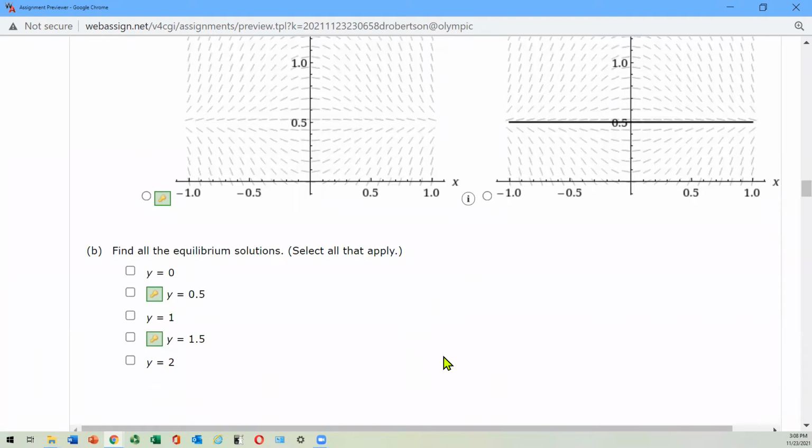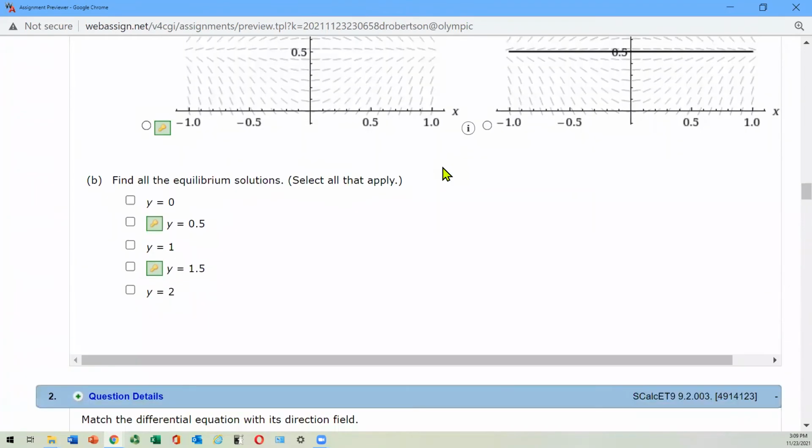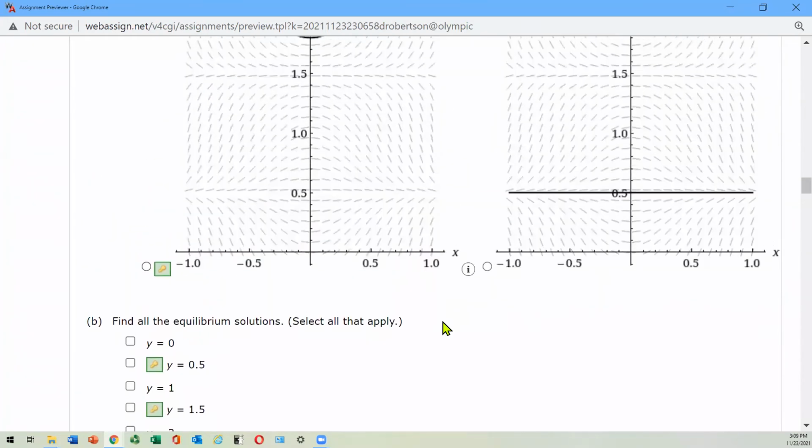Equilibrium solutions are solutions that, once the curve hits it, it stays on that line. It never really diverges, it goes horizontal. Think of it as like a population reaching its optimum level and not changing once it reaches that.